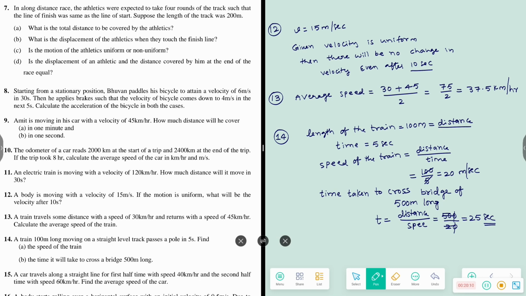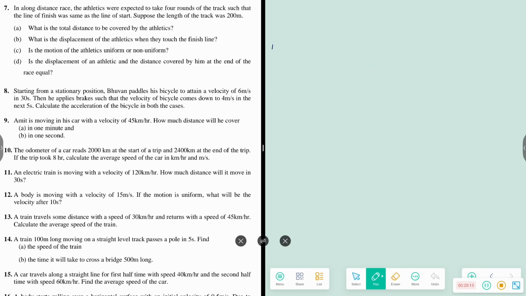A car travels along a straight line. Question number 15. Let us finish after this 15. We will conclude the video. Remaining we will discuss in the next class. A car travels along a straight line for the first half time with a speed of 40 kilometers per hour and the second half time with a speed of 60 kilometers per hour. Find the average speed of the car.